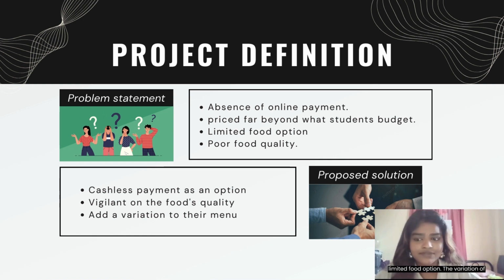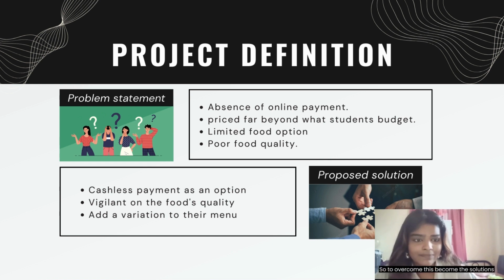Next is limited food option. The variation of food options is also limited, as some foods in faculty kiosks are also sold at other faculties' kiosks, which reduces the number of customers. Last but not least, poor food quality. Quality control needs to be considered to ensure the food being sold is safe to be consumed throughout the whole day. It is also important for staff to get feedback from their customers to improve the kiosk to its best.